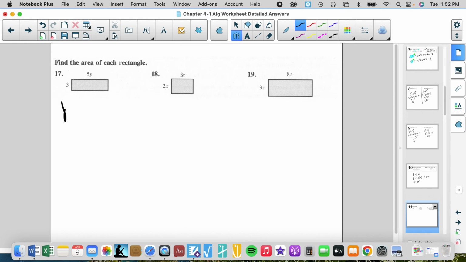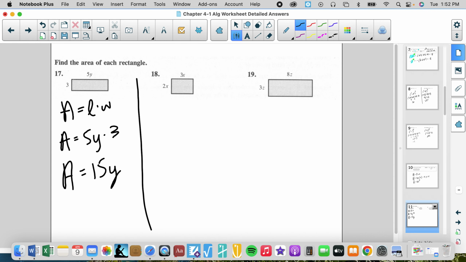So area equals length times width. Area is going to equal 5y times 3. So the area equals 15y.